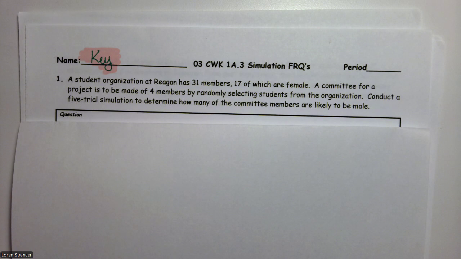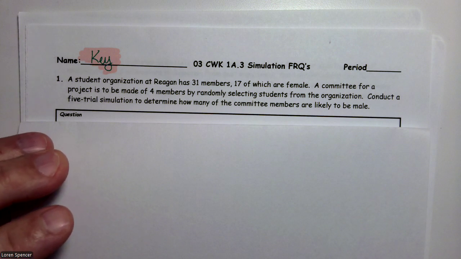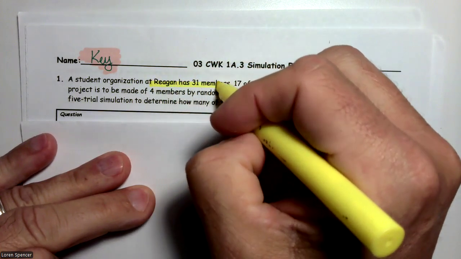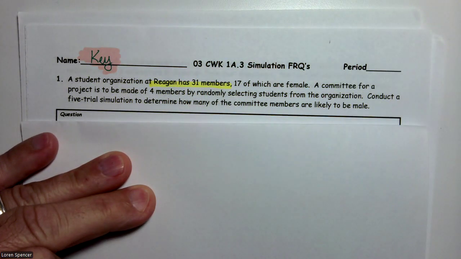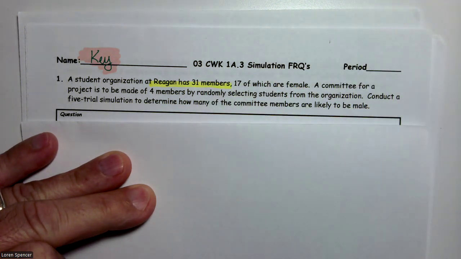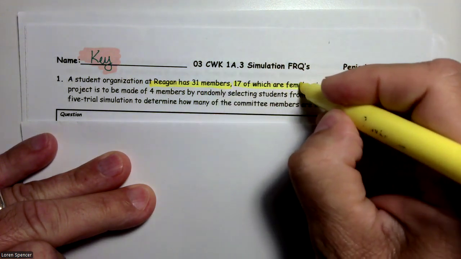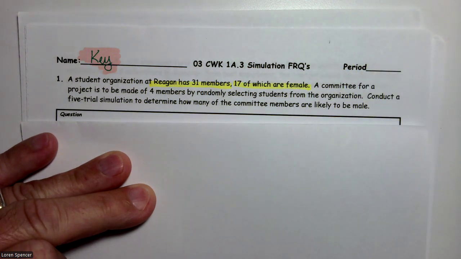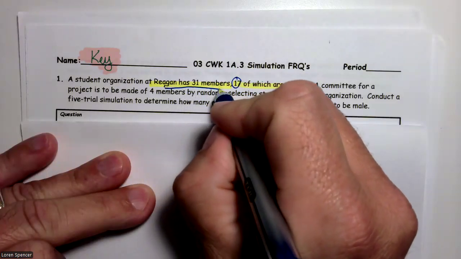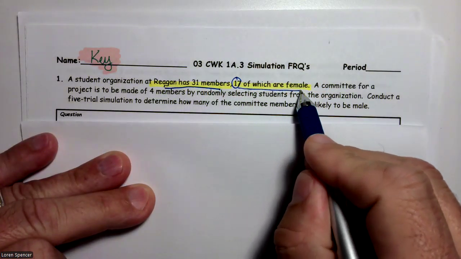This is a simulation and the student organization. So here we go. A student organization at Reagan has 31 members. All right, we know that that's going to be important. So we have 31 members, 17 of which are female. That sounds really important to me. Let's go ahead and mark that as well. 17 of which are female. So we have an organization with 31 members, 17 of which are female.